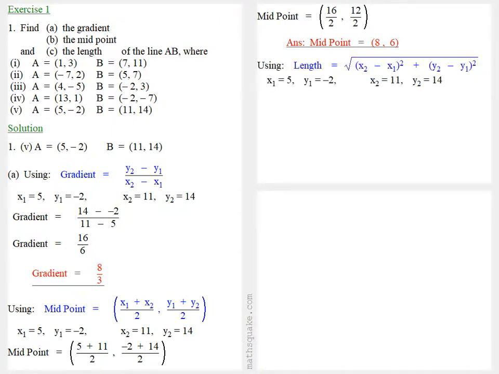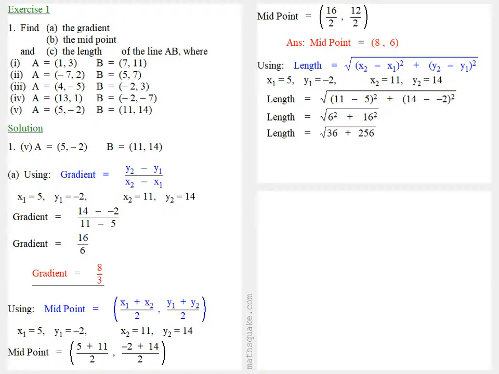which gives the square root of (11 - 5) all squared plus (14 take away -2) all squared, which is the square root of 6 squared plus 16 squared, which is the root of 36 plus 256, or the root of 292. Well, that works out on a calculator to be about 17.088.